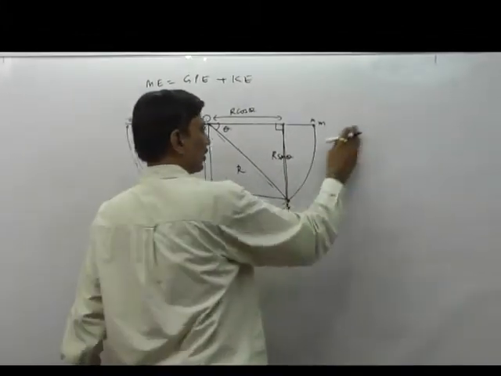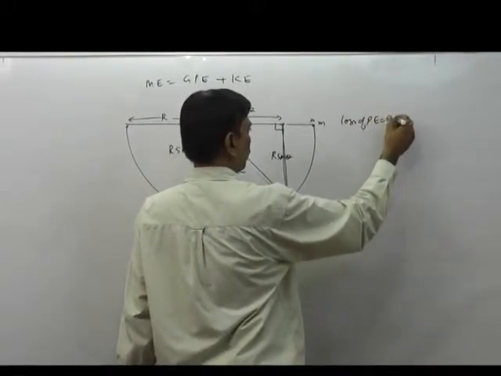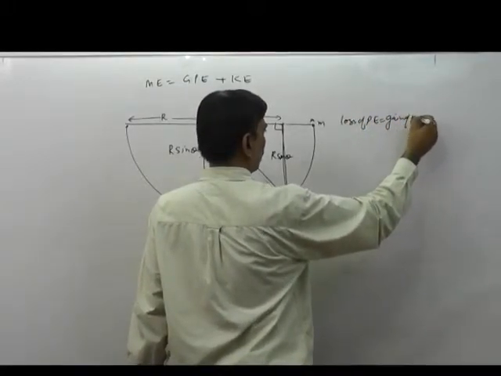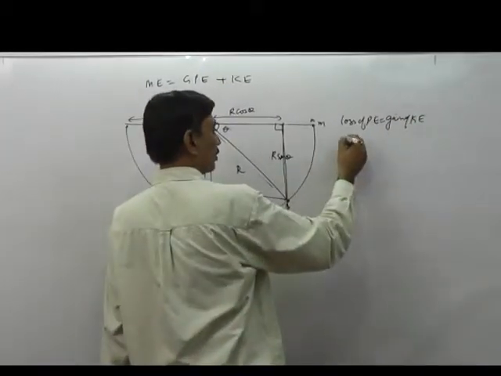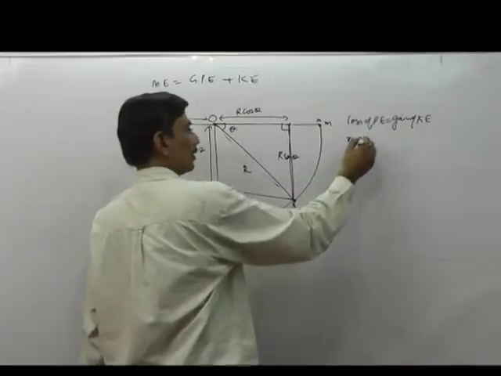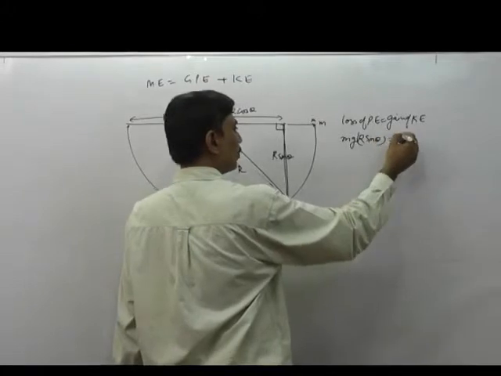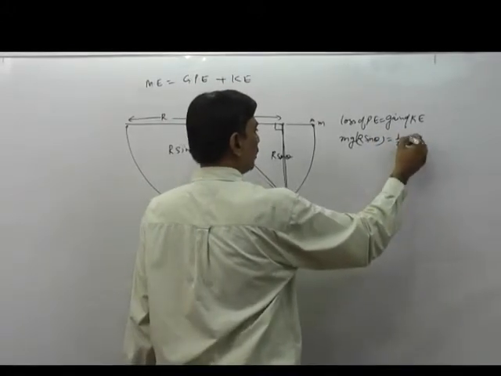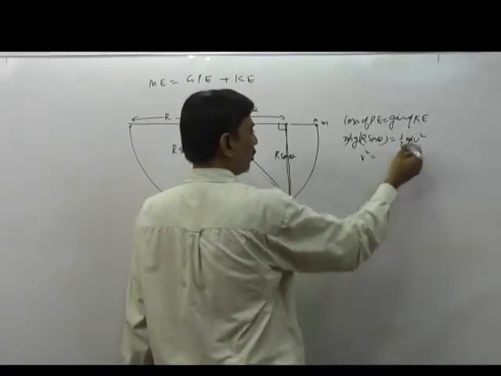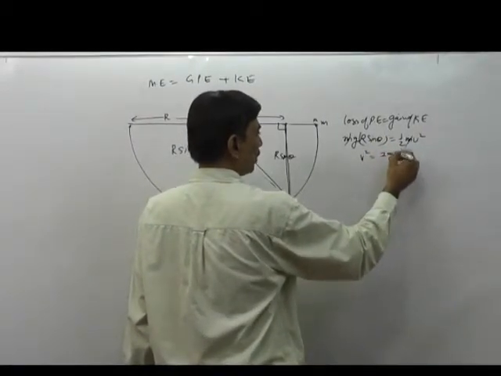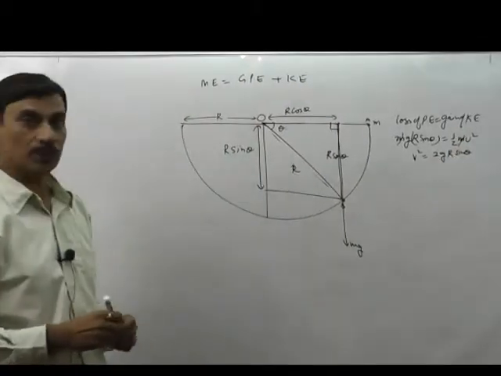So loss of potential energy is equal to gain of kinetic energy. What is loss of potential energy? It is mg times the loss of height. Loss of height is what? mgR sin theta is equal to what? Half mv squared. m and m cancel. So the value of v squared is going to be 2gR sin theta. That is the value of v squared.